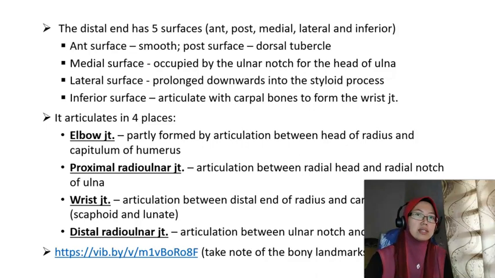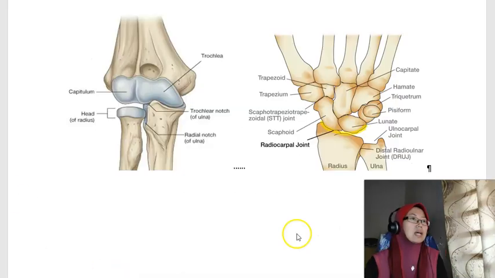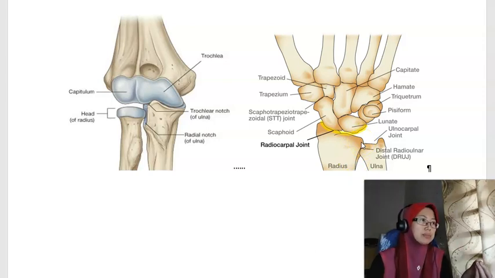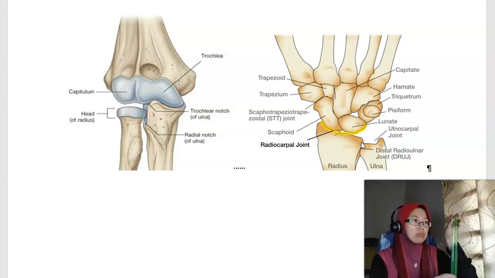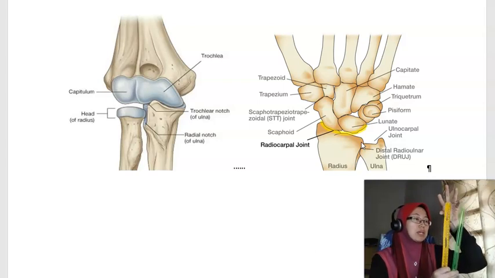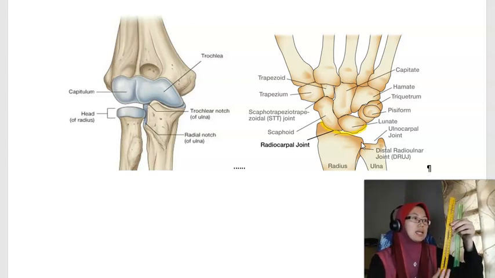Okay, let me show you this. As I mentioned to you, the distal part of the radius has the ulnar notch of radius. You have to remember: for the radius, the head is small, but the distal end is big, as compared to the ulna, where the proximal end is big, but the distal end is small.